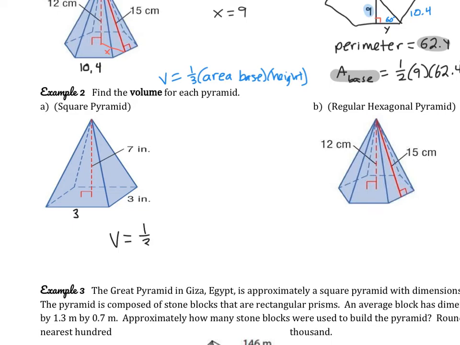So we do 1/3. The area of our base is simply going to be length times width, so 3 times 3, which is 9. And then the height is 7. So this gives us a volume of 21 inches cubed. Remember, volume always has units cubed.